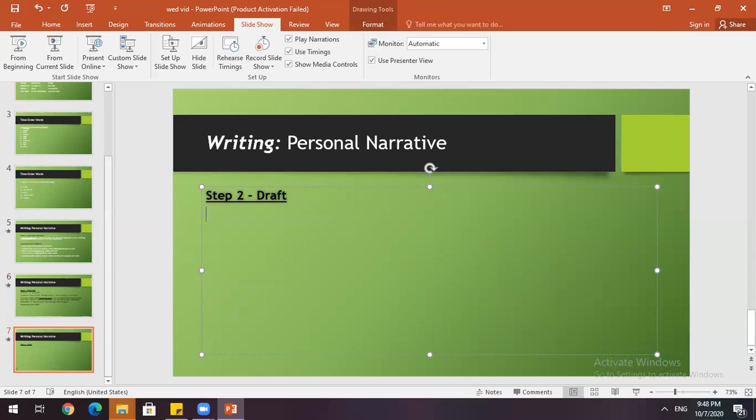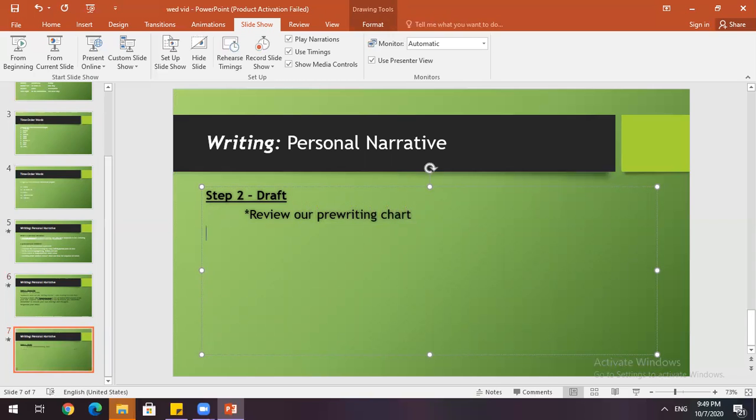Review the chart that we made. We look for the main ideas and make a new paragraph for each new main idea. And of course, we support the main idea with details. So how do we write the draft? First we review our pre-writing chart.